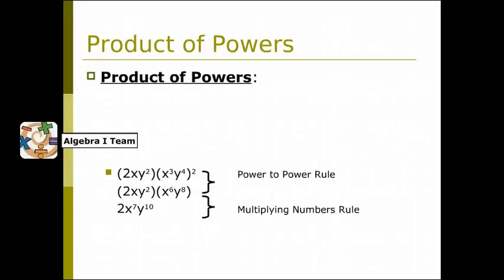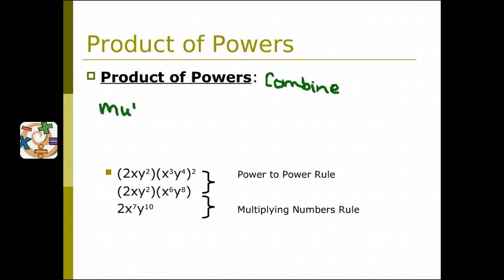Product of powers is simply combining two rules that we've already discussed. It is combining the multiplying numbers rule. So when you multiply numbers, you add the exponents. And it's also combining your power to power rule.